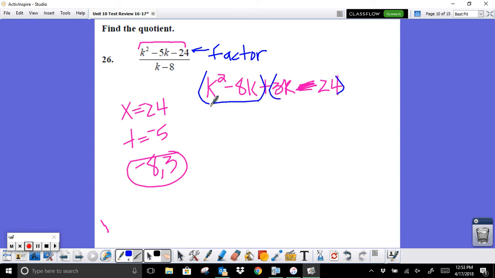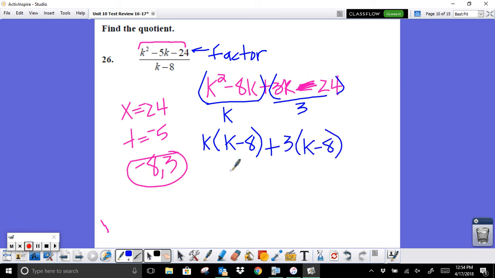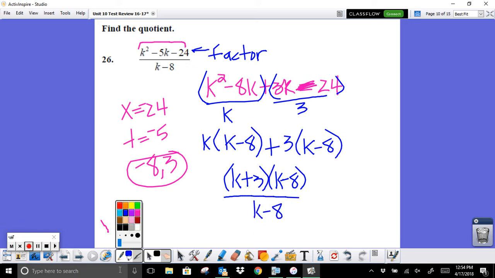Okay, when I do that, this first group I can take out a k. If I do, that leaves me with k minus 8. The second group, I can take out a 3, and that leaves me with k minus 8. So our 2 factors here are k plus 3 and k minus 8. Now remember, we were dividing, and we had to divide by k minus 8. One of these factors will be k minus 8 in this case.